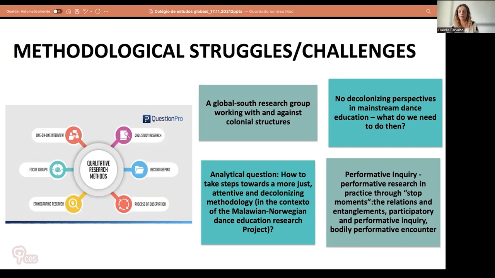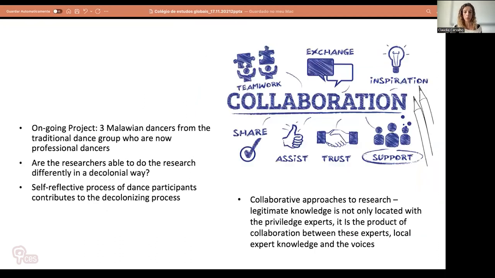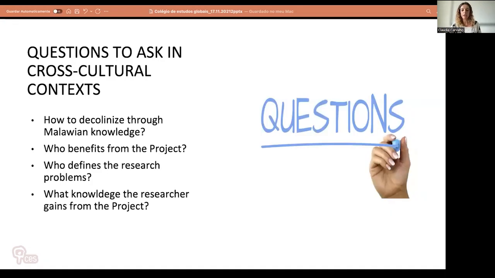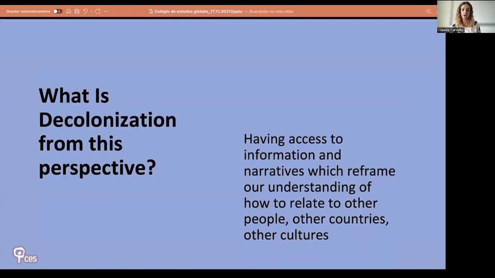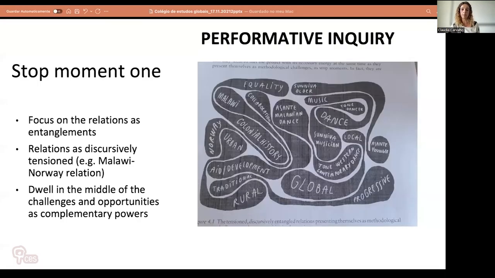And this approach of performative inquiry, a performative research in practice process, was comprised of many moments that they identified as stop moments. And this was very interesting. Okay, so I'll go directly to the process itself, because I still wanted to share with you some of the work I've been doing, but at the same time I thought it was important to share this approach, and then you can read more about it later on. So we had these stop moments, as I was saying.